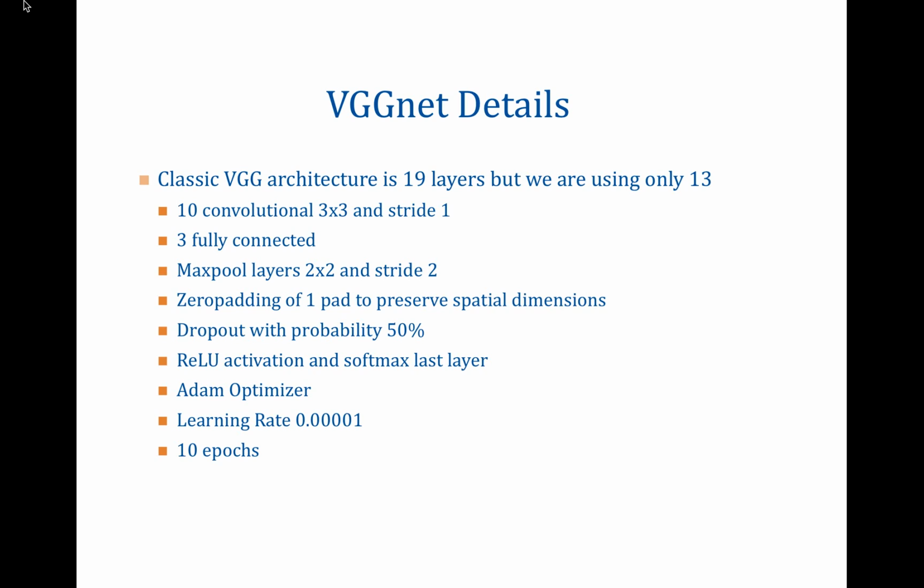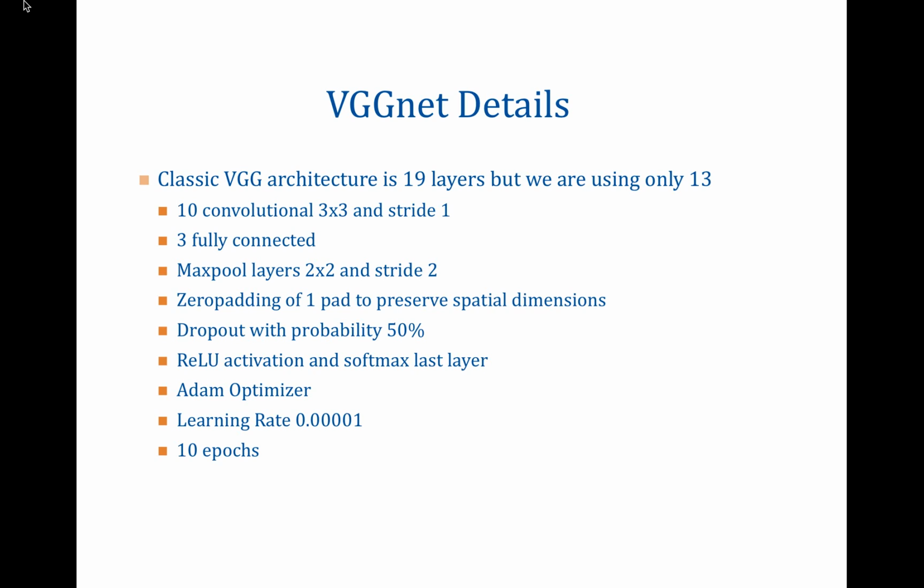and stride 1, 3 fully connected layers, max pooling layers 2 by 2 and stride 2, and we are going to use zero padding of pad 1 so that we preserve spatial dimensions and do not lose out on any information. Dropout with a probability of 50%. That's what we are going to use.